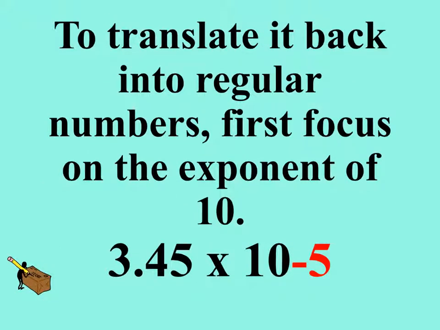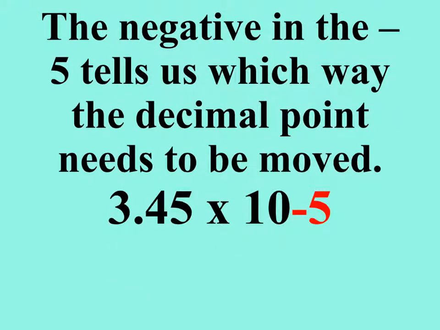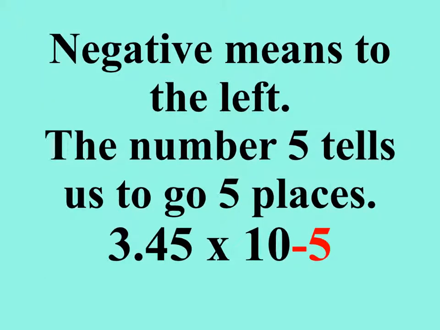The big number here that's important to us is the exponent of 10, which of course should be up here. The exponent of 10 is what we have to focus on to figure out how to put it back in regular number. Because the exponent is negative, a negative 5, it tells us that we need to move the decimal point in a particular way and a particular number of times. The negative means we move it to the left, and the number 5 tells us that we're going to move it 5 places to the left.